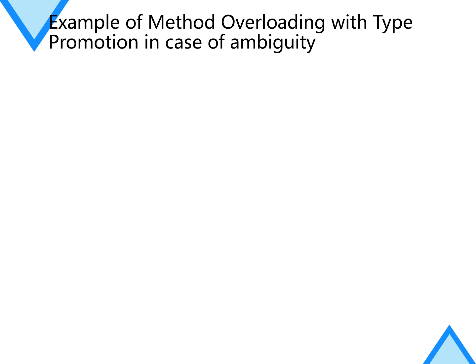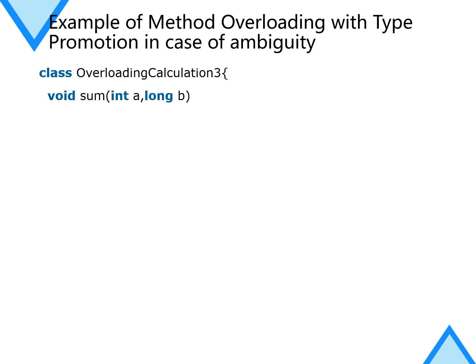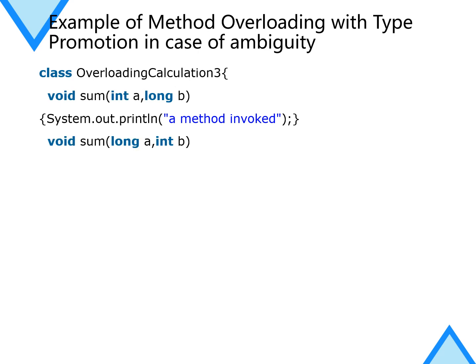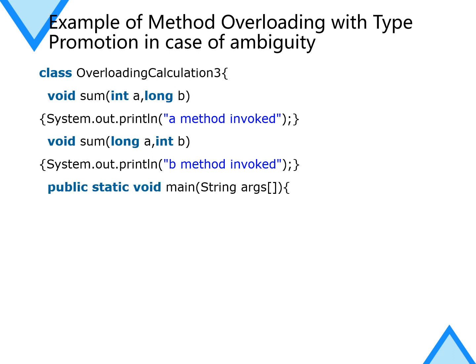We have another example of method overloading with type promotion which has ambiguity. So we have Calculation3. Here we have a sum method with an int and a long. The first parameter is integer and the second is long, and we are showing some message through this method. We have the second implementation, and here the first one is long and the second one is int, and they are showing a message for the second method invoked.